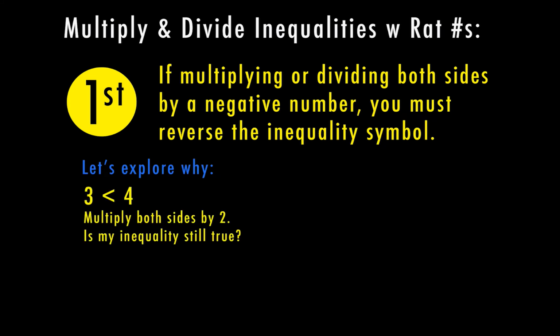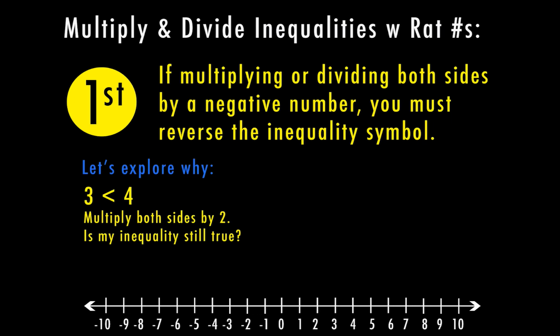So if I start out with 3 is less than 4, we know this is a true statement. Now if I were to multiply both sides by 2, I want to find out, is my inequality true? So if you use the number line here, we know that 3 is in fact less than 4. It's going this direction. Now if I multiply both sides by 2, 3 times 2 is 6, and that is less than 4 times 2, which is 8. So now my 6 is less than 8. So I am still going in the correct direction.